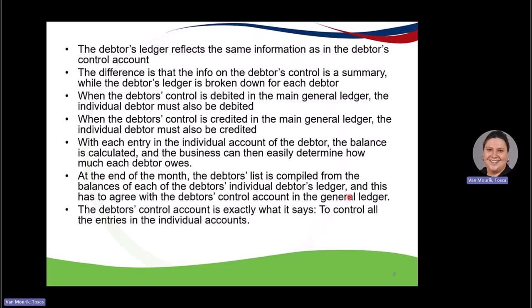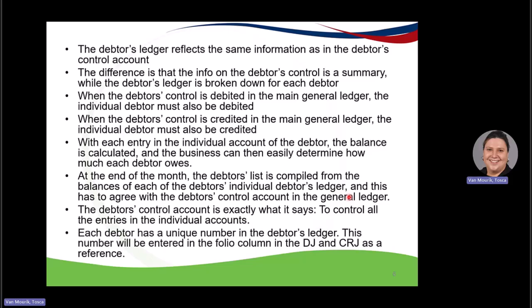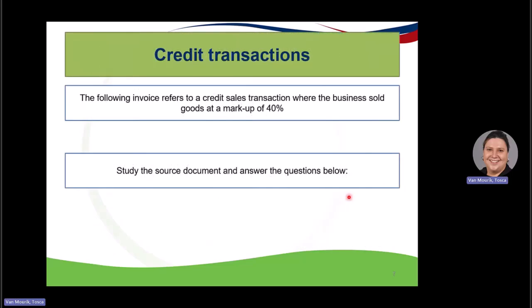The debtors control is exactly what it says. It is to control the entries in the individual accounts for all the debtors as a whole. Each debtor also has a unique number in the debtors control, and that is the number that we will use in the folio column on your DJ, your debtors journal, as well as on your cash receipts journal. Okay, so let's dive into our first example.